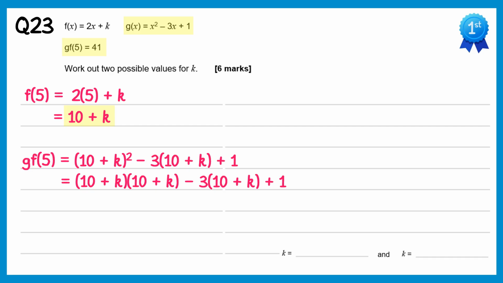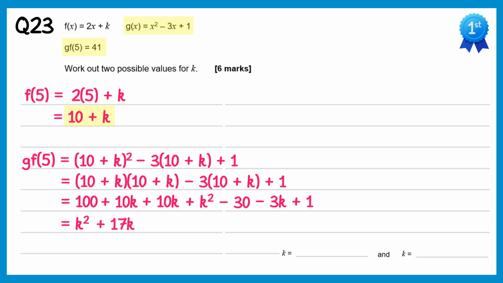So let's start with a double bracket. 10 times 10 is 100, 10 times k is 10k, k times 10 is 10k, and then k times k is k squared. Then for the single bracket, we've got negative 3 times 10, that's negative 30, and negative 3 times k is negative 3k, and then finally this plus 1 at the end. So we've got loads of terms here we need to simplify. We'll start with the k squareds. There's only one of those, so it's just k squared. Then onto the k's, we've got 10k plus 10k, that's 20k, and then subtract 3 more k, so that gives you 17k. And then for the constant terms, we've got 100, take away 30, that will leave you 70, and then plus 1, so 71. So this is the value of gf of 5.